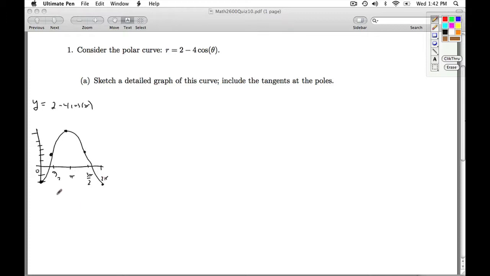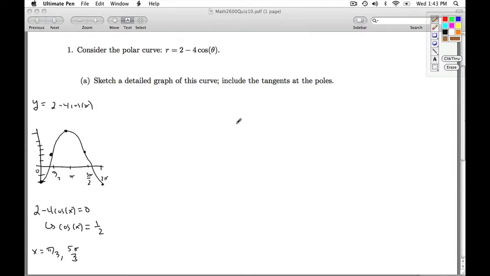Now it's going to be important for me to know these x-intercepts. Those are going to be the places where the r value goes from negative to positive and vice versa. Those are the places where we pass through the poles. In fact, those will be the tangents at the poles. So I need to find the x-intercepts, where 2 minus 4 cosine x is 0. That's the same as looking for where the cosine of x is 1/2. And those are at pi over 3 and 5 pi over 3.